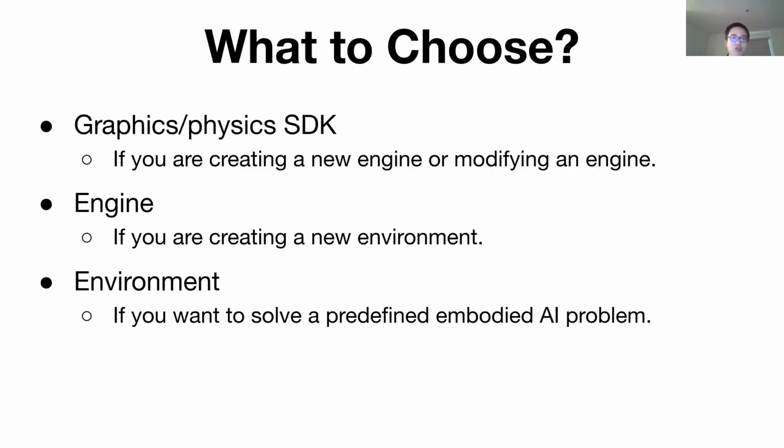If you're wondering what software you should choose, here is a guideline. You can use graphics and physics SDKs directly if you are creating or modifying an engine. You can choose an engine if you want to create a new environment. And you should pick an environment if you want to solve a predefined embodied AI problem.